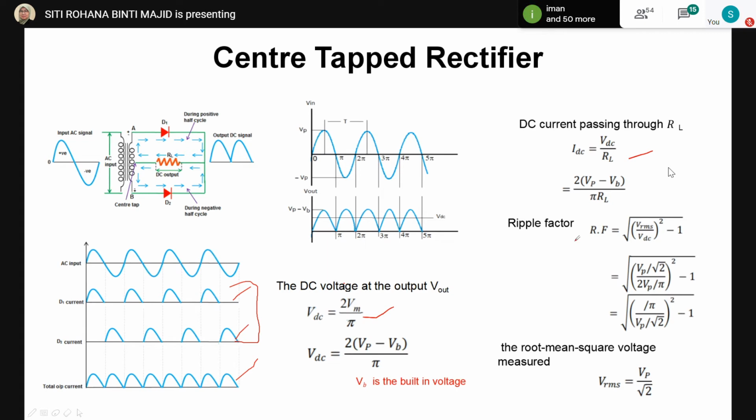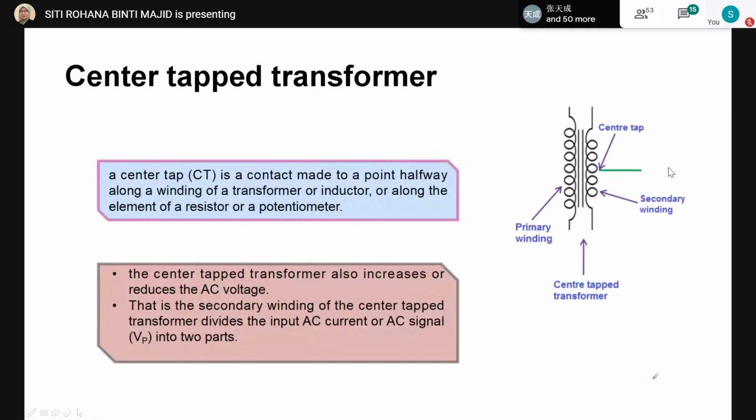So the next part is the ripple factor, which we can calculate with this equation here. Okay, and then lastly is the root mean square voltage. For this formula, Vrms equals V peak over the square root of 2. Okay, so this slide is about the center tap transformer.